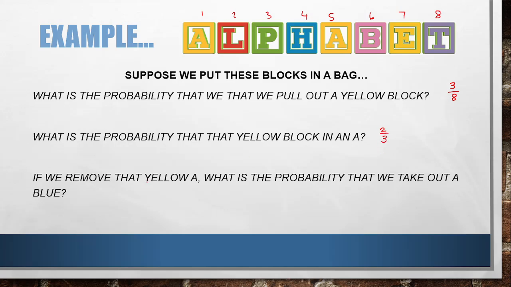If we remove that yellow A, so we're removing this one and this one, what is the probability that we take out a blue? Well, we have removed 2 blocks, so let's see how many are left. 1, 2, 3, 4, 5, 6. So our sample space is now 6. And we're going to be taking out a blue. Well, that guy's purple, so it's only going to be a 6th.